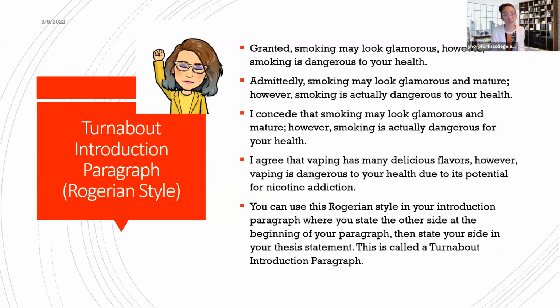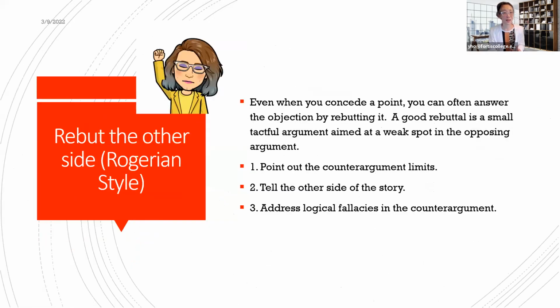And so here are some examples of how you would use it in a turnabout introduction paragraph. So you would say, admittedly, smoking may look glamorous. However, smoking is actually dangerous to your health. I concede that smoking, in other words, you would write 5 sentences of I concede, and that's the other side, and then you pivot over to however, and then your thesis statement. So you can use either the Rogerian style or the Toulmin style.